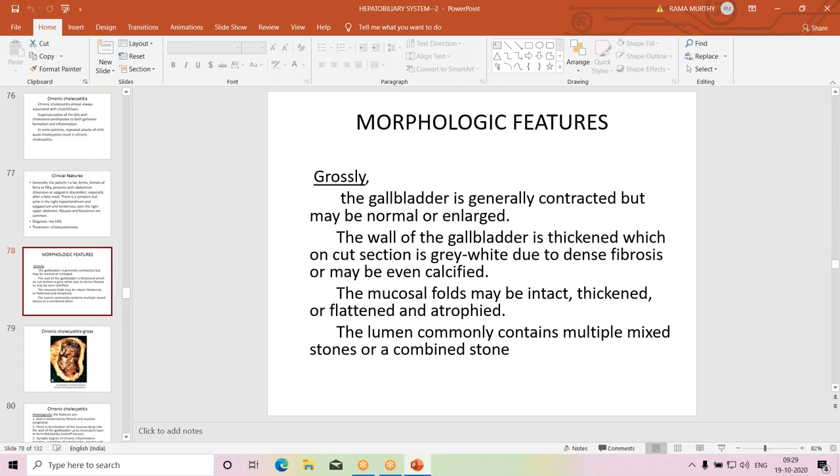So mucosal folds may be intact or thickened or flattened or atrophied or ulcerated, whatever it may be. The lumen generally contains multiple mixed stones or combined stones.